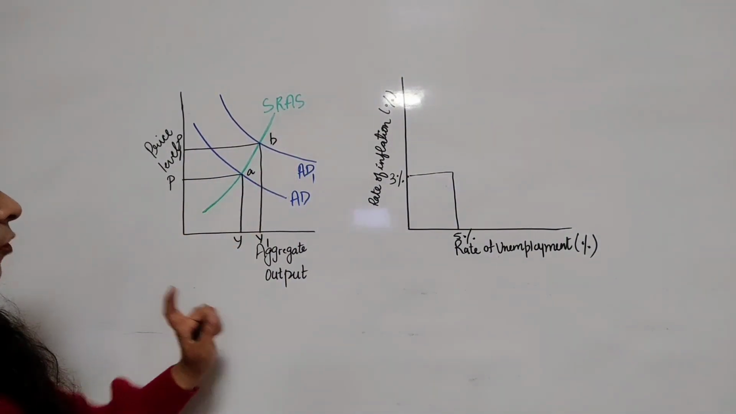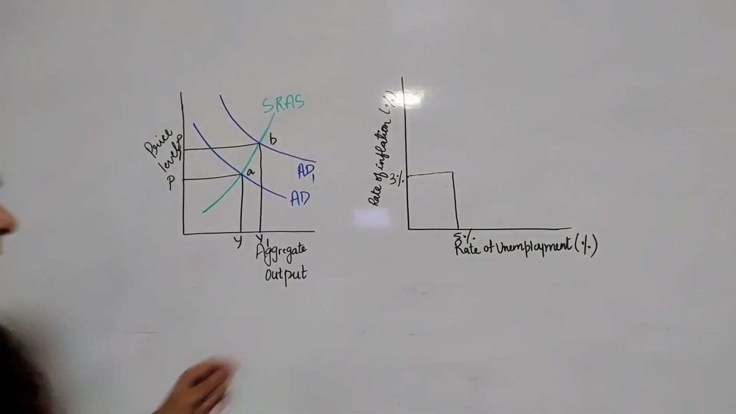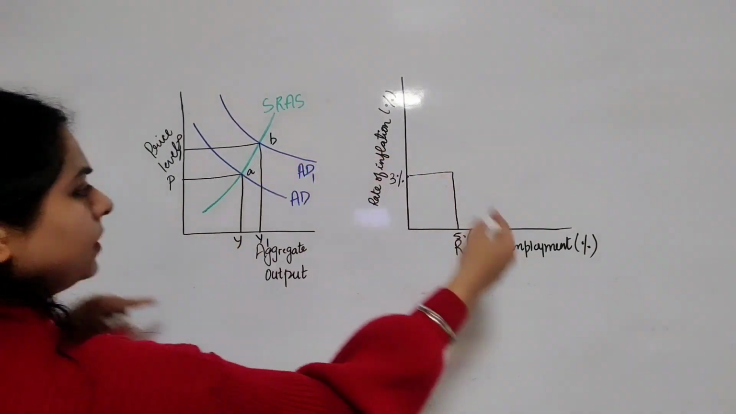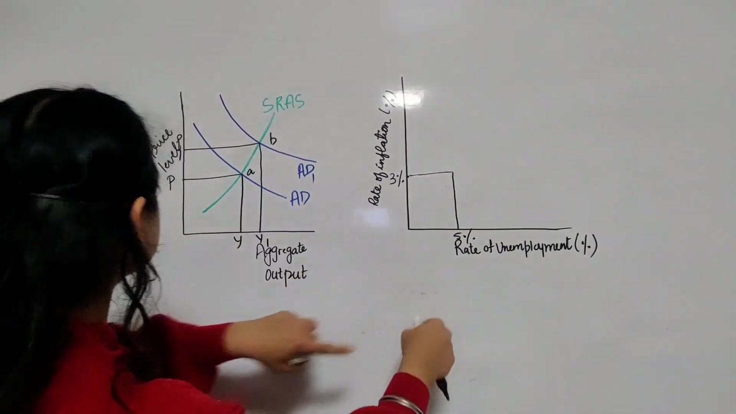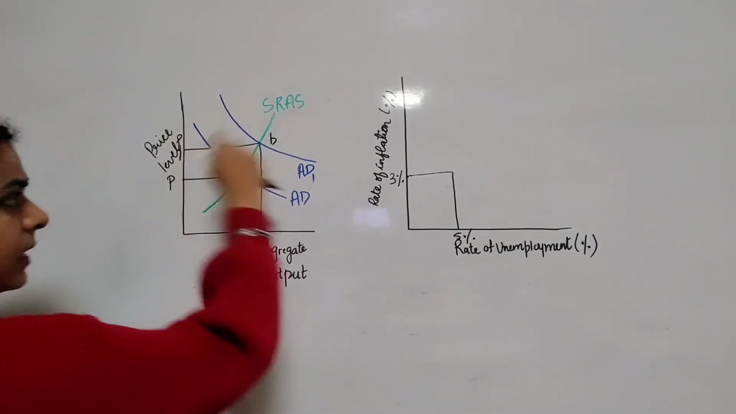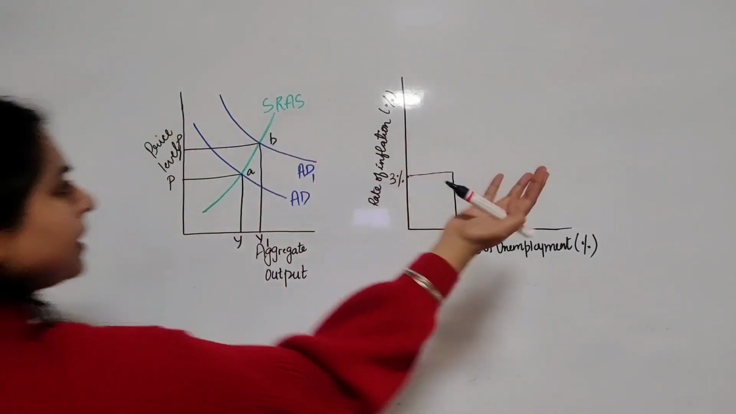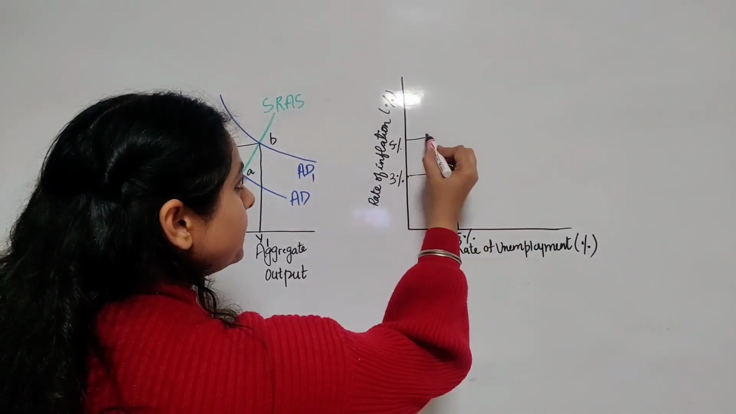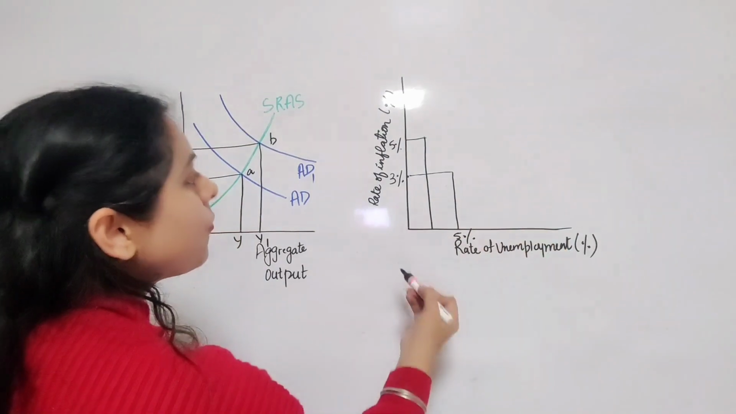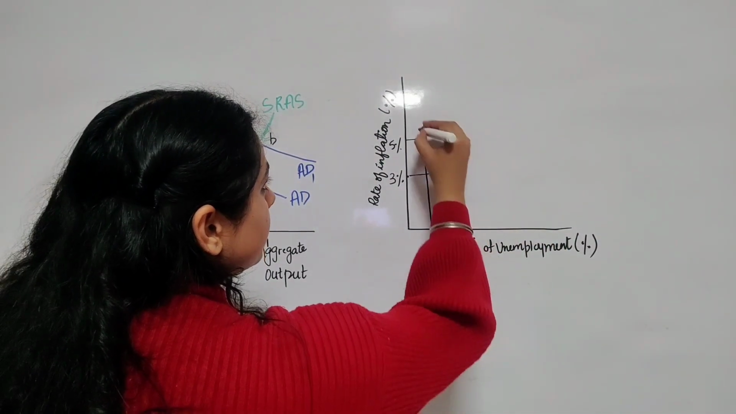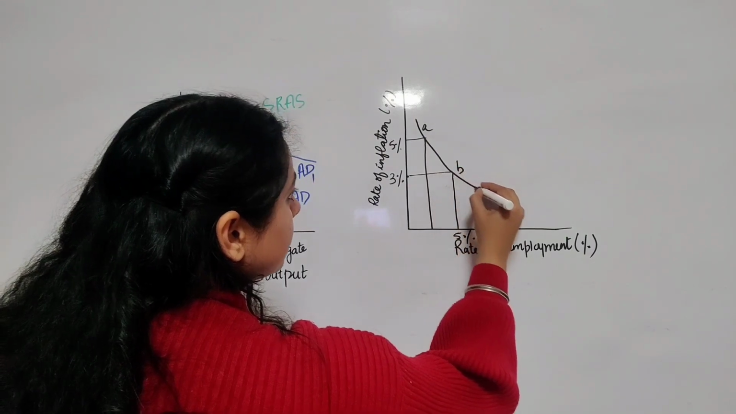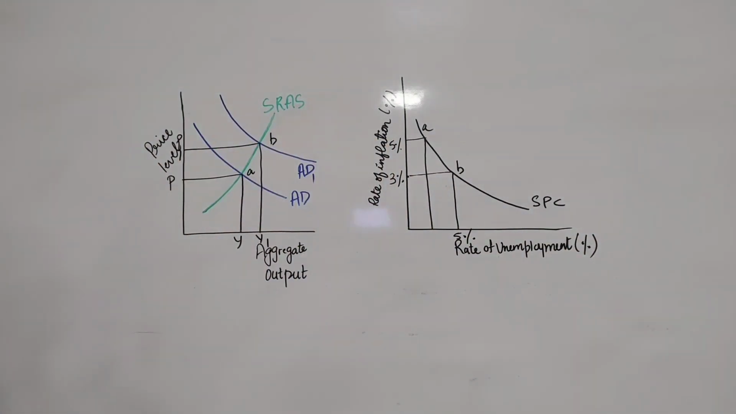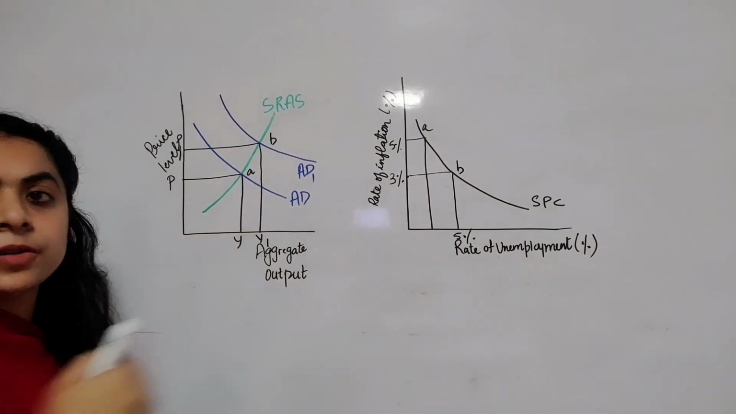With an increase in aggregate demand, more workers will be employed, there will be an increase in aggregate output, and at the same time, since more workers are employed, there will be a fall in the unemployment rate, and at the same time, there is an increase in price level. So corresponding to this increase in price level, as we can see here, the inflation rate will increase, but at the same time, the unemployment rate will fall. So now if we join these two points, we get our short-run Phillips curve, which shows an inverse relation between rate of inflation and unemployment rate.